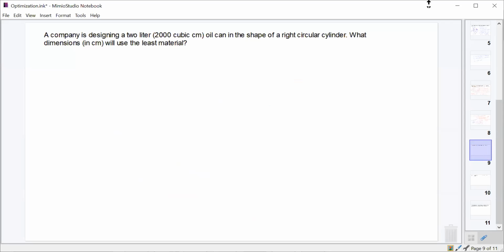All right, let's take a look at this next one here. We're going to design a 2-liter can in the shape of a cylinder, and we want the dimensions that use the least amount of material. So if we're thinking about the amount of material, what does that represent in math terms? What is material for some 3-dimensional shape? Surface area? Surface area, exactly. So we want to know what's the surface area of a cylinder. Well, what is the surface area of a cylinder?